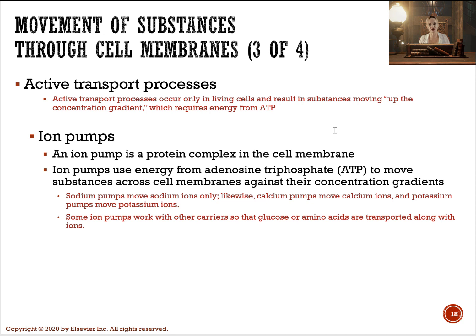ATP is adenosine triphosphate, and this is another extremely important concept to understand. So we have these ion pumps, right? An ion pump is a protein complex that's in a cell membrane. The ion pumps use energy from adenosine triphosphate, or ATP, to move substances across cell membranes against their concentration gradients.